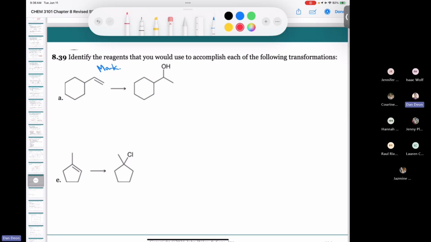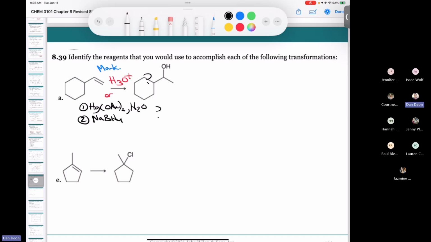Could it be just H3O plus that we're going to use here? Would that work? Or do we have to use oxymercuration-demercuration, meaning step one, mercuric acetate in water, followed by sodium borohydride? Which one of these are we going to use? Only one of them can be the correct answer. If you just used H3O plus, would you get a carbocation rearrangement in this case? Could anybody answer that?